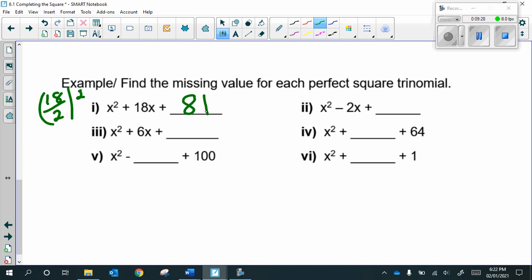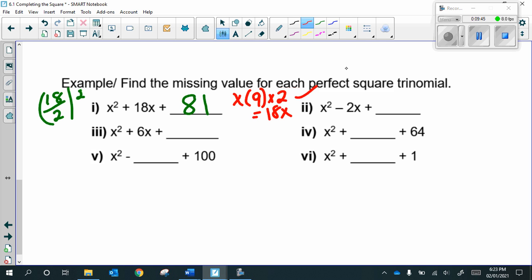Double check. If I take the square root of the first term, square root of the last term, and double it, we're going to get 2 times 9x is 18x. So it works. Okay, let's do the next one. Next one's over here, number 2.